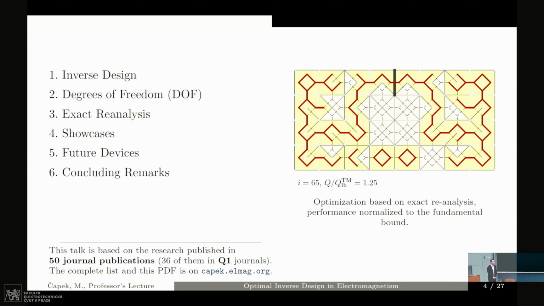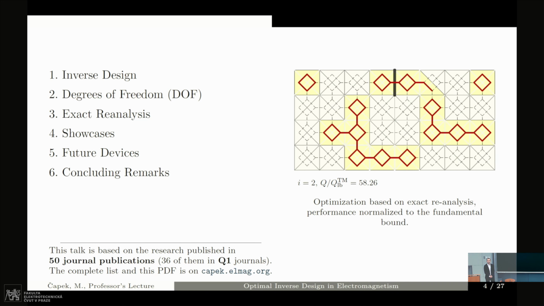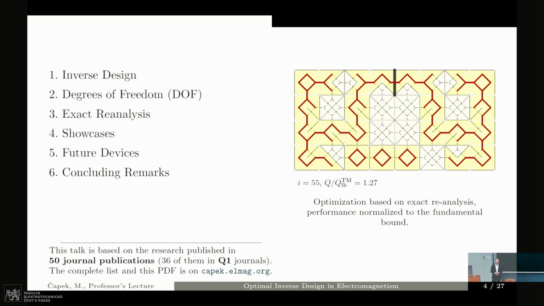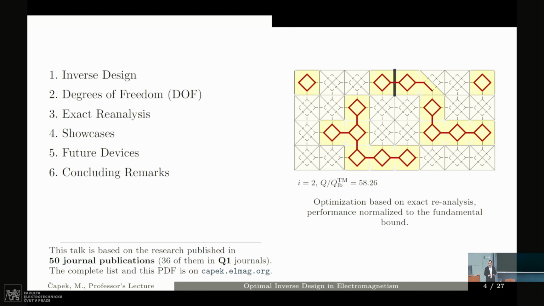Here you can see the outline. I will not spend much time here, but definitely first we should define what is of interest here, which is the term inverse design. That I will do first. Then I will discuss what the degrees of freedom are, I mean the optimization variables we can play with. And then I will introduce our original approach to this problem, which is based on something called exact analysis. Then I would like to convince you that it works on a couple of showcases, nice examples. And then, since this should also partly be about the future, I would like to share some vision with you about the future devices which are yet to come.